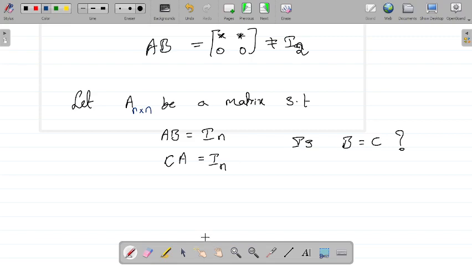What I mean, since these two are equal, you can equate it. A into B, that's equal to C into A.